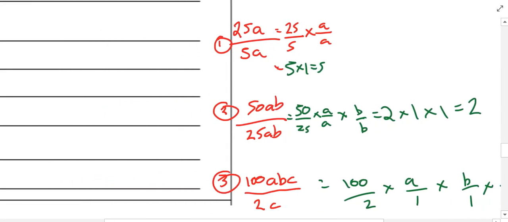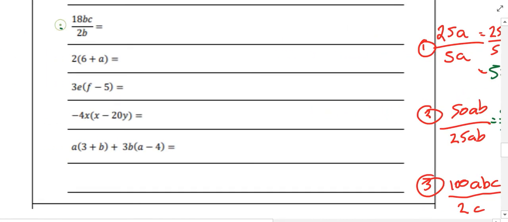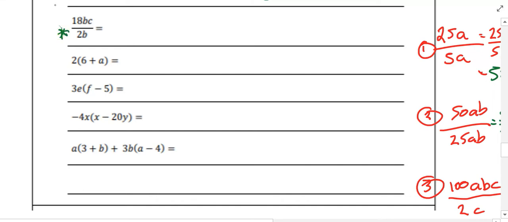Okay, so you pause the video and have a go at doing this question for me. Okay, so hopefully you've done that now. And let's separate this out. Well, 18 divided by 2 is 9. B divided by B is 1. C divided by 1 is just C. 9 times 1, and you can imagine a little 1 in front of there. 9 times 1 times 1 is 9, and we have C left over.